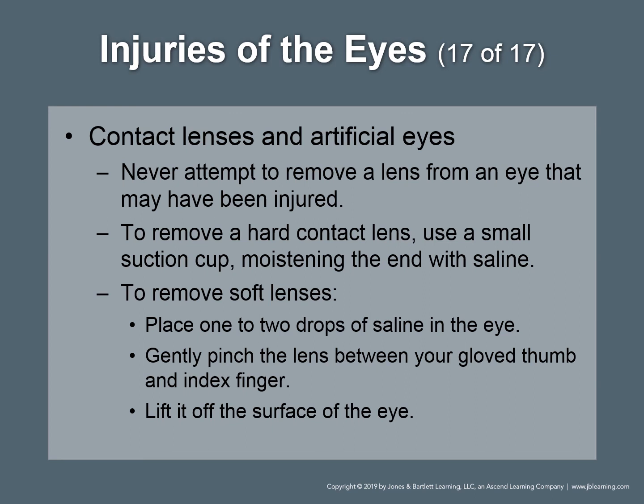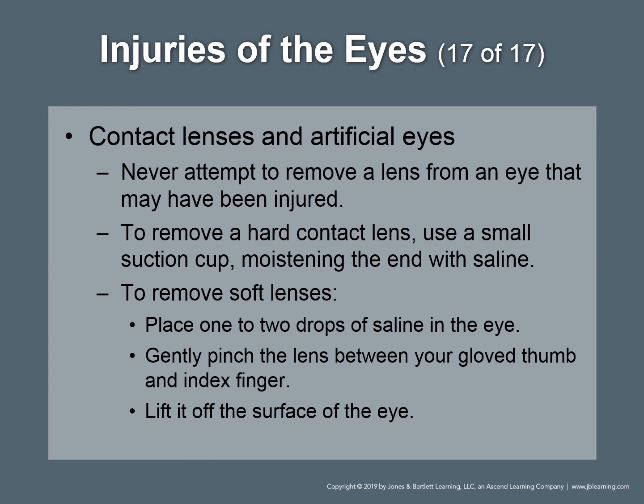Contact lenses, we do not remove the lens from an eye that has been injured. That's not our job. To remove a hard contact lens, you have to have a small suction cup that's moistened, and you moisten the end with saline and poke it in the eye and pull that hard lens out. The soft lenses actually conform to the eye. If the eye's not injured, pop that bad boy out. But if it's injured, say the glass is impaled in the eyeball, we're not going to pull that out. We're going to let a doctor do that.